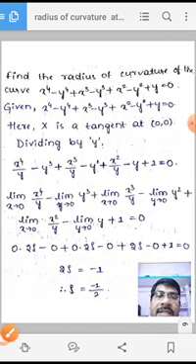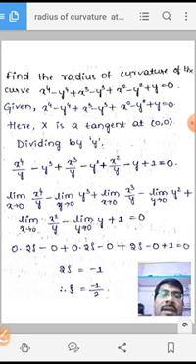Find the radius of curvature of the curve x to the power of 4 minus y to the power of 4 plus x cube minus y cube plus x square minus y square plus y is equal to 0. Here the curve passes through the origin, x is a tangent at 0, 0. Dividing by y, we are getting x to the power of 4 by y minus y cube plus x cube by y minus y square plus x square by y minus y plus 1 equal to 0.